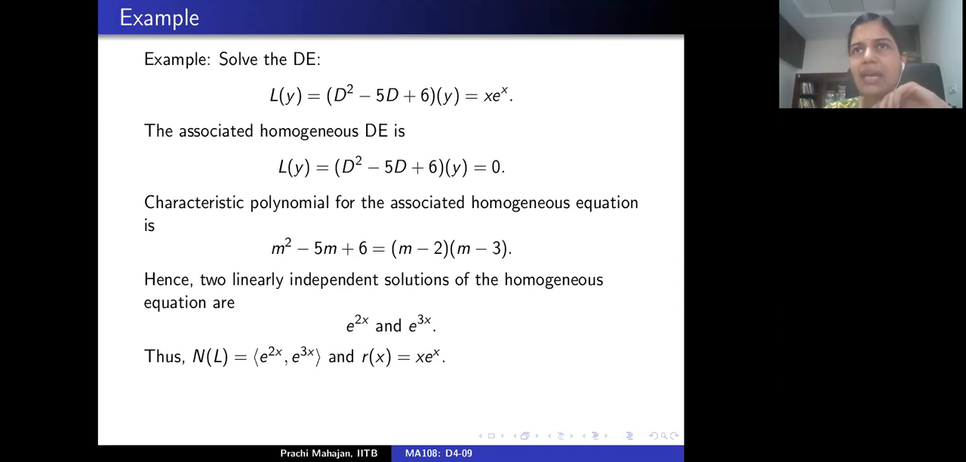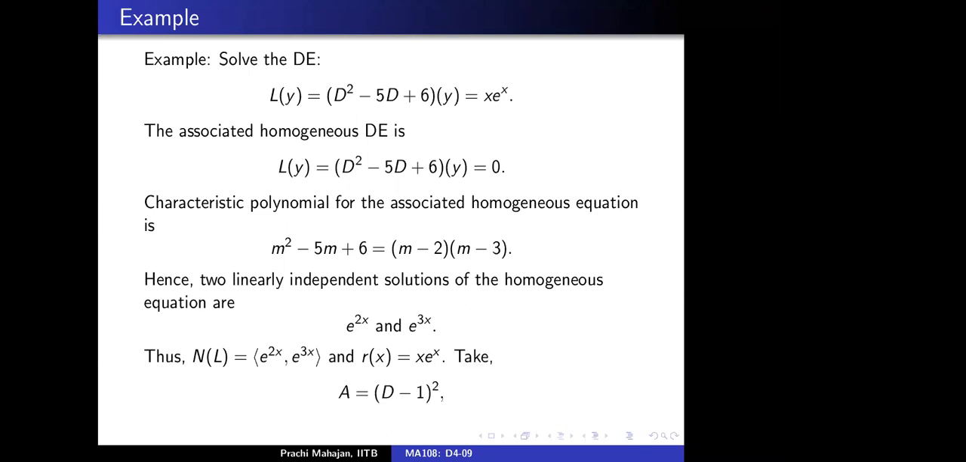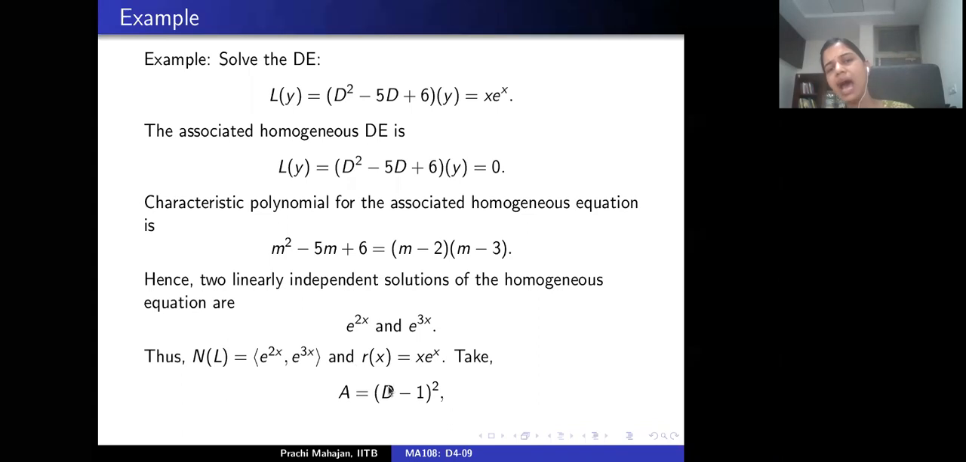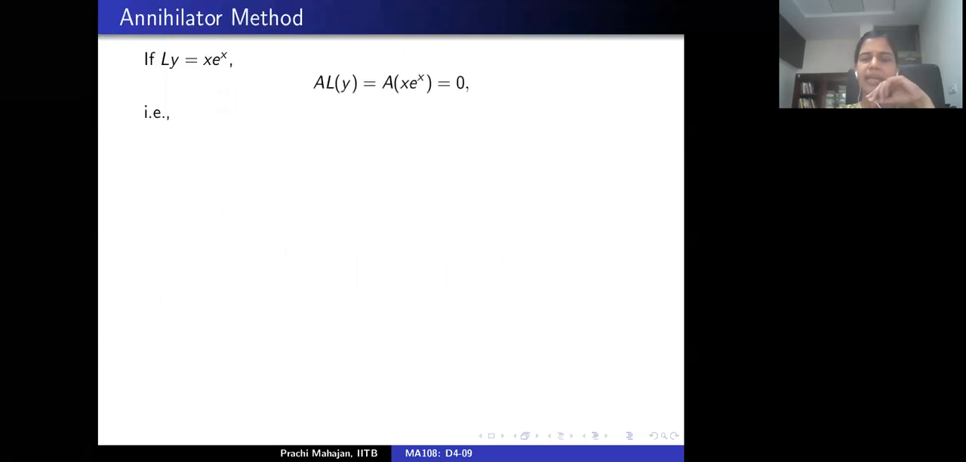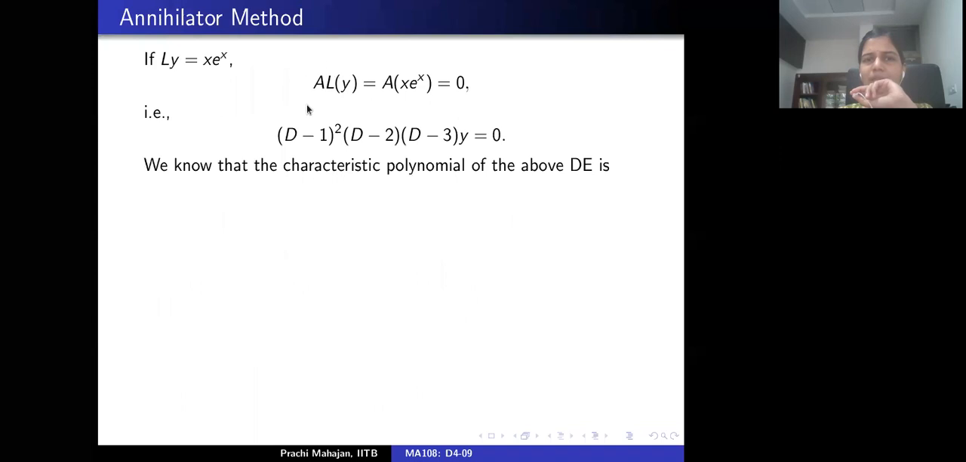So I need to find a constant coefficient linear differential operator A such that R is in the null space of A. So what should be my operator A? It should be (D minus 1) squared, right? This is suggested by R. Having found A, I am going to look at the operator AL. And remember, if y is a particular solution of the non-homogeneous equation, then y satisfies the homogeneous equation ALy equal to 0. So let's look at the operator AL.